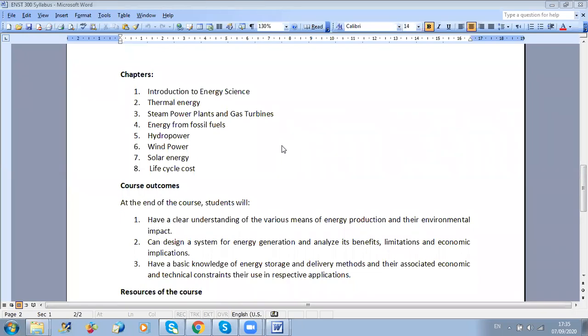Now, at the end of this course, hopefully, you will have a clear understanding of the various means of energy production and their environmental impact. And you will be able to design a system of energy generation and analyze its benefits, limitations, and economic implications. You can see this in the project you will do, because you will try, for example, to enhance the design of a certain system that produces energy. This is one of the possible topics you can do. And finally, you will have a basic knowledge of energy storage and delivery methods and their associated economical and technical constraints when used.